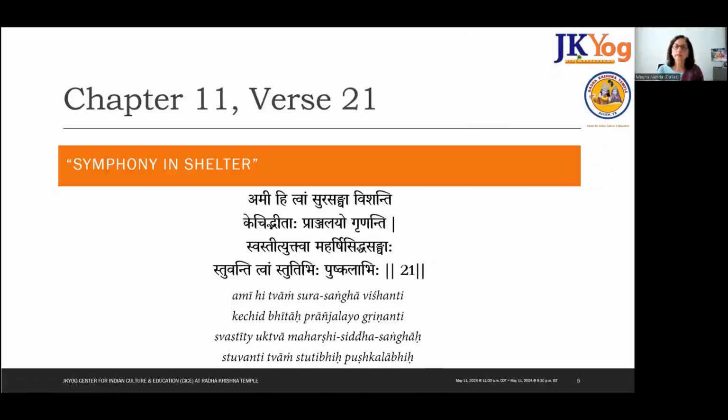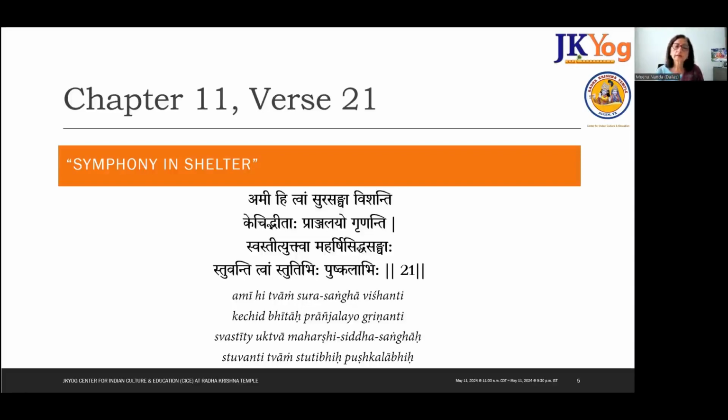Before I start the rendition, I just want to mention that all 5 of today's verses are being sung in Tristubh meter, as they have a total of 44 syllables, 11 syllables in each pada. So the tune is different.